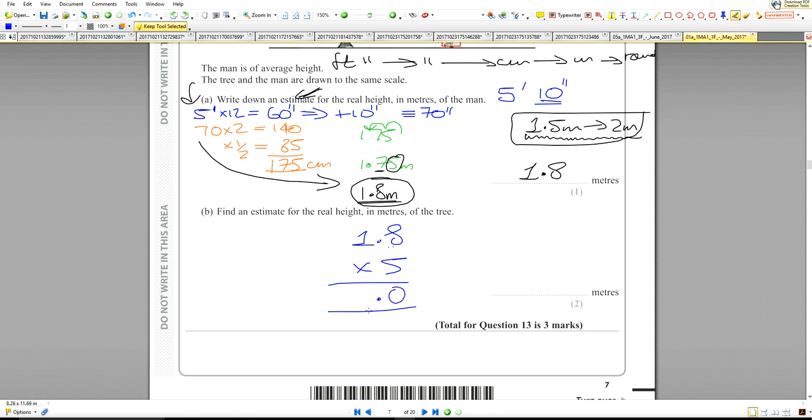8 times 5 is 40. And 1 times 5 is 5. Add the 4, that makes 9. So the answer is 9 meters. Now, in the mark scheme, because you will have these different possible starting values, they have given you possible answers. Your answers in the mark scheme for this will be anything from 7.5 to 12 meters. So you will be given some allowance in the examination. And that is the end of question number 13.